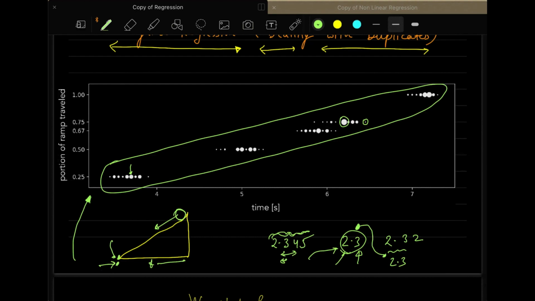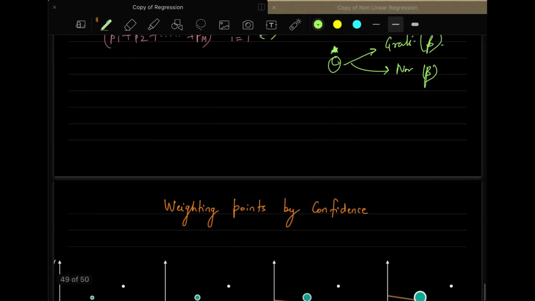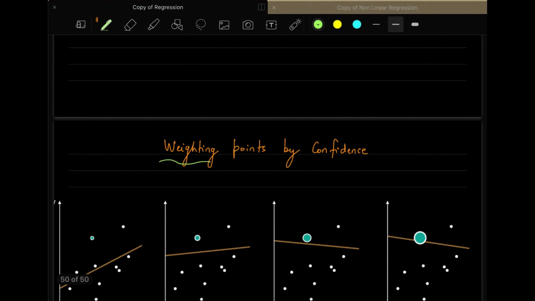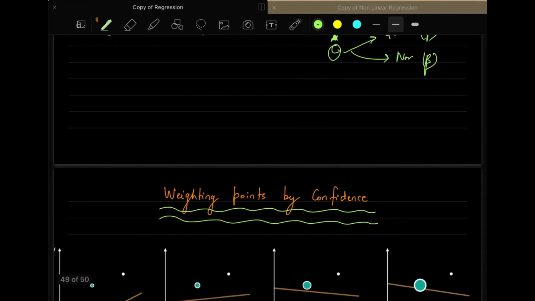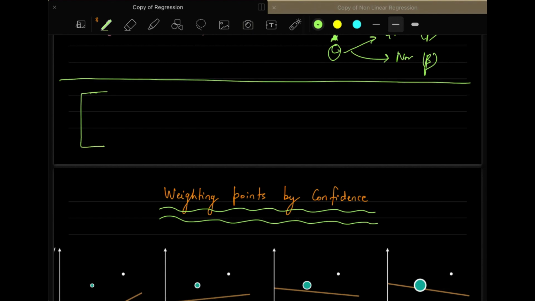So let us see another point. Another point of view for this data set can be weighting the points by confidence. Weighting the points by confidence. So what is this? Let us say you have a data set, x1, and you have a data set x2, and you have some points here, and you have some points here.